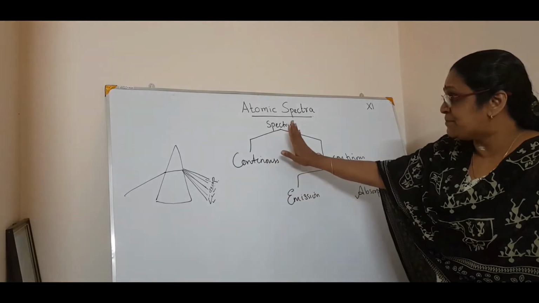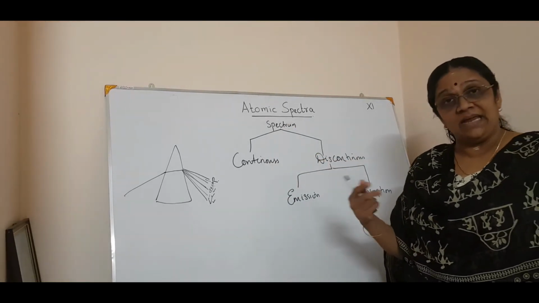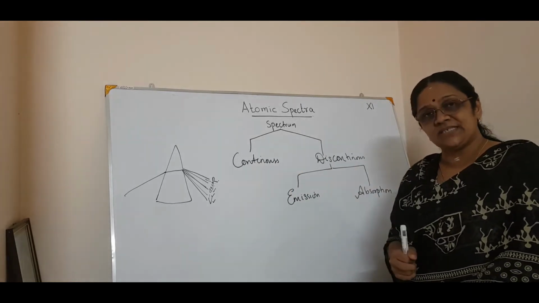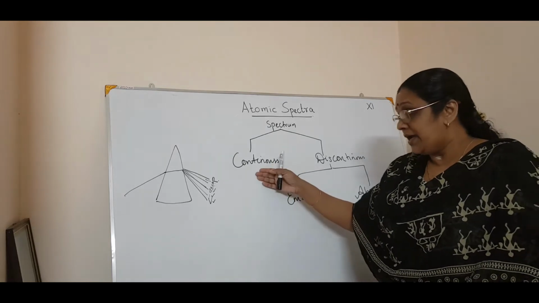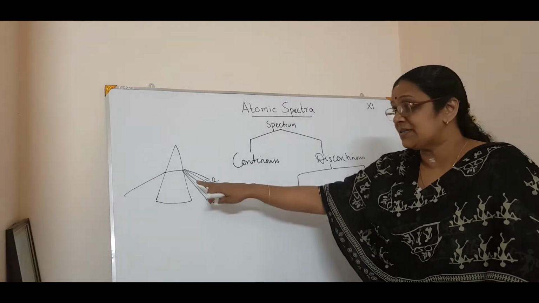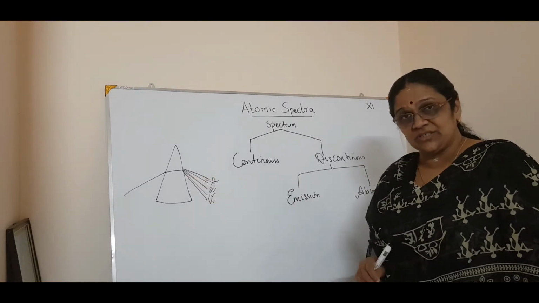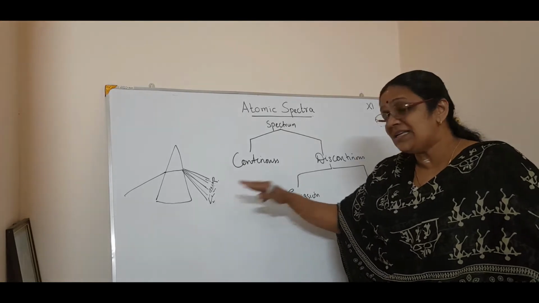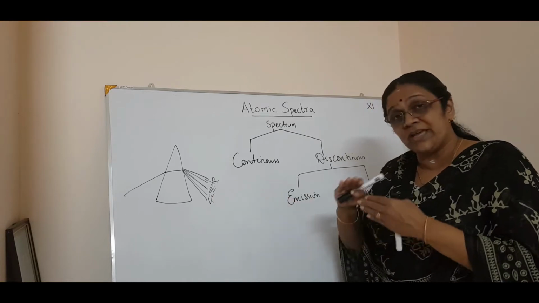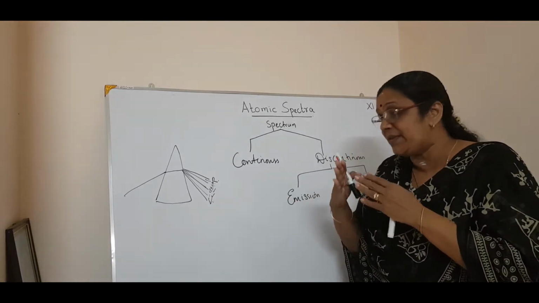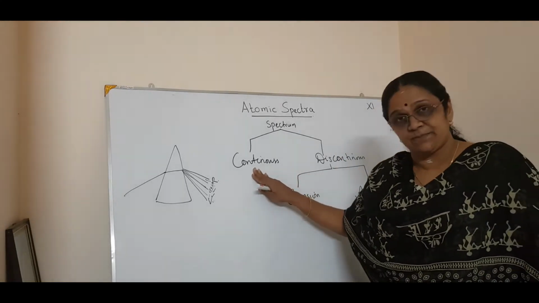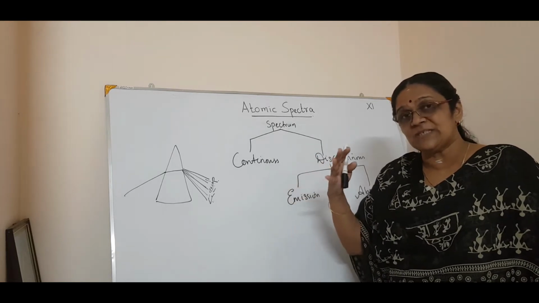So, broadly, we can classify the spectrum into continuous spectrum and discontinuous spectrum. Continuous in the sense means like this VIBGYOR, the spectrum we get from white light. There is no boundary; violet and indigo are merging. There is no distinct boundary between the violet color and the indigo color. Such a spectrum is called a continuous spectrum. So you got what a continuous spectrum is.